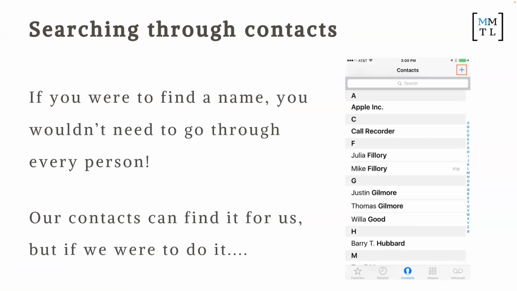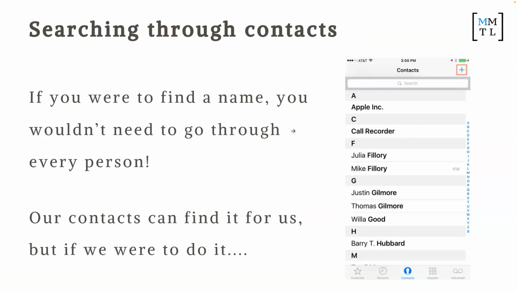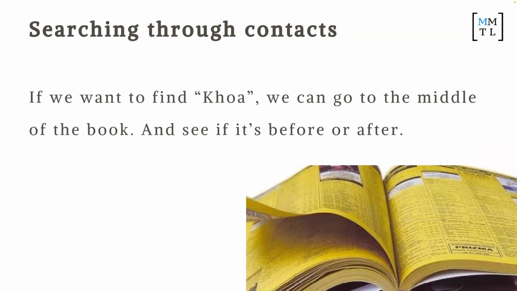But in real life, obviously we'll Control F. But let's say you can't do that, okay? So let's say you're trying to find a name. You wouldn't need to go through every person, right? Because your contact list is sorted alphabetically. So let's have a look at the yellow pages. Let's say we're trying to find Qua in the yellow pages.